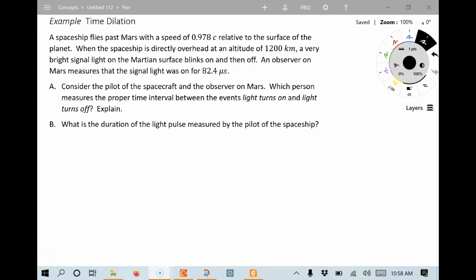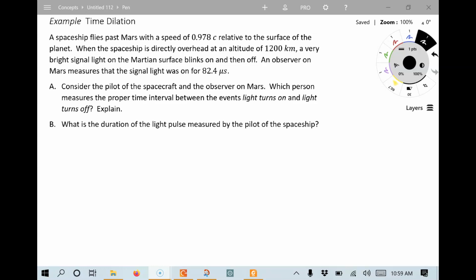Hi, this is an example problem on time dilation from special relativity in chapter 28. Pause for a moment to read the question. So in this case, we have a spaceship that's flying past Mars, and we're given some information. There's a signal light that flashes on and then off, and it takes a certain amount of time. According to an observer on Mars, the spaceship flies overhead 1,200 kilometers.